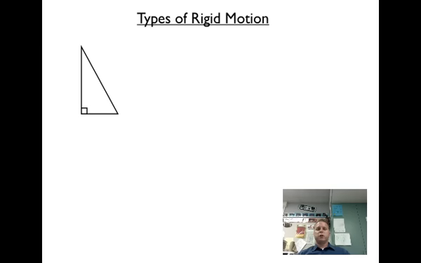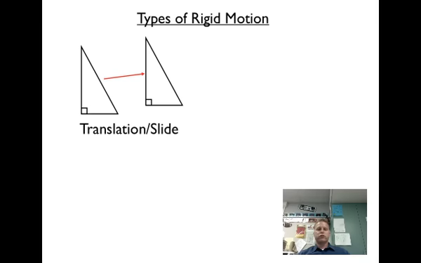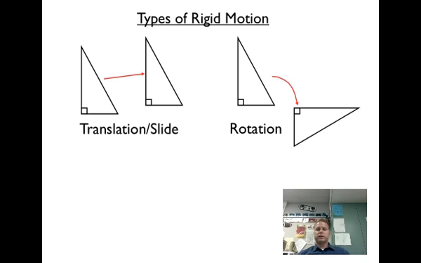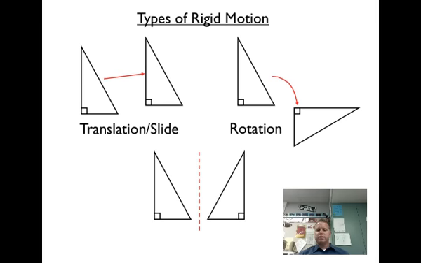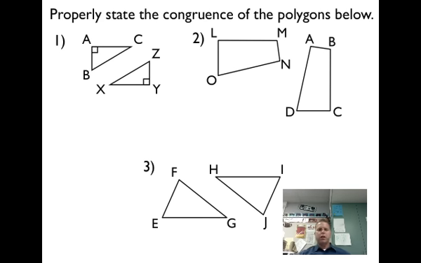Okay, types of rigid motion. If you're just sliding it over, that's called a translation or a slide. If you twist it, that's known as a rotation. And if you basically flip it over, that's known as a reflection because it looks like a mirror. So properly state the congruence of the polygons below.